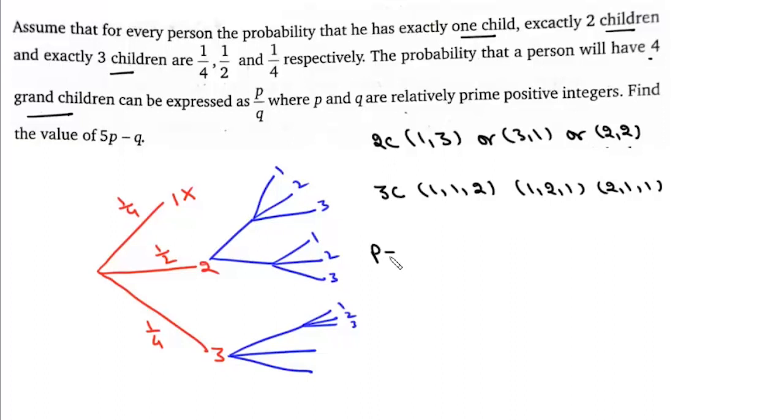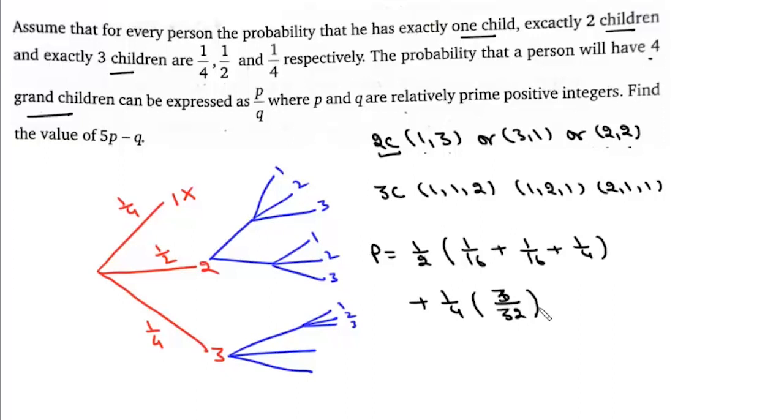Now this required probability will be, probability of having 2 children, it is 1 by 2 into now 1 and 3. 1 and 3 is 1 by 4 into 1 by 4. So it will be 1 by 16. 3, 1 is also 1 by 16. And then 2, 2 is 1 by 4. Plus probability of 3 children, it is 1 by 4. And then 1, 1, 2. 1, 1, 2 is 1 by 4, 1 by 4 and 1 by 2. And that will be 1 by 32. And there will be 3 cases.